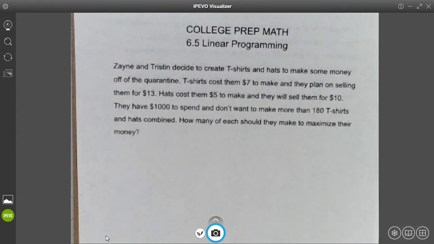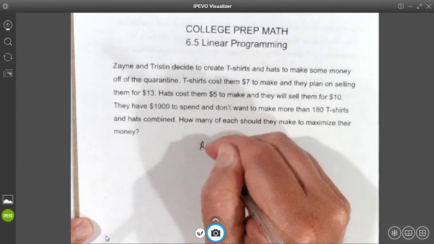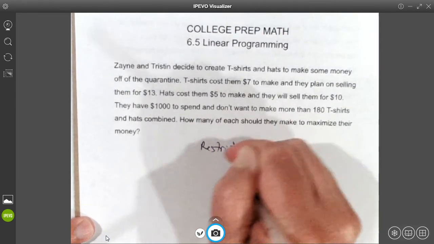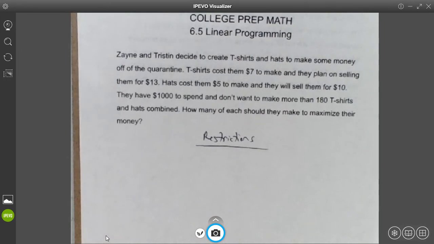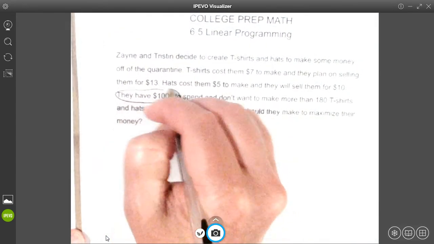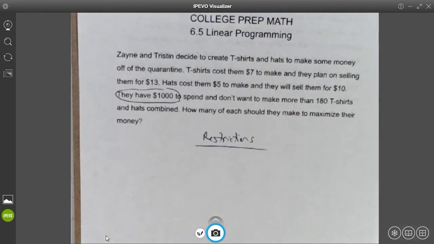So the first thing we want to look at is that there are some restrictions to what they can do here. There are some constraints. That's a fancy word, so let's just use the word restrictions. There are some things that are holding them back. One is they only have $1,000 to spend. So let's see if we can write an inequality. They don't have to spend exactly $1,000, that's why it's not an equation, but they can only spend up to $1,000.